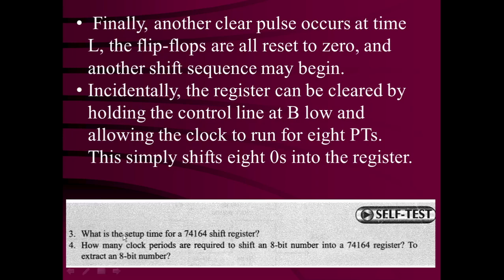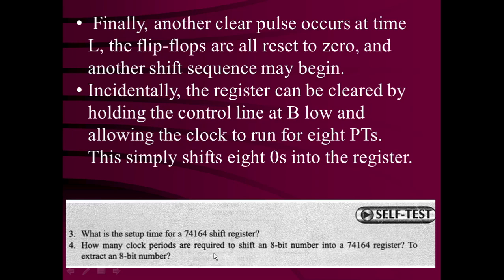Now there are some questions given here. What is the setup time for a 74164 shift register? 30 nanoseconds prior to the positive transition of the clock pulse, the data must be held steady and unchanging.